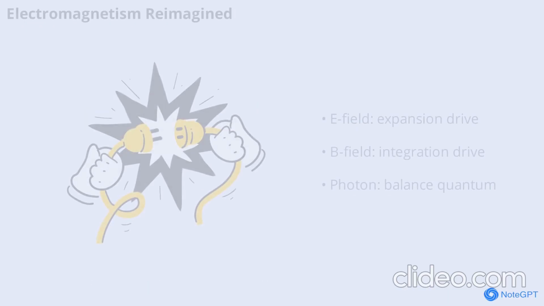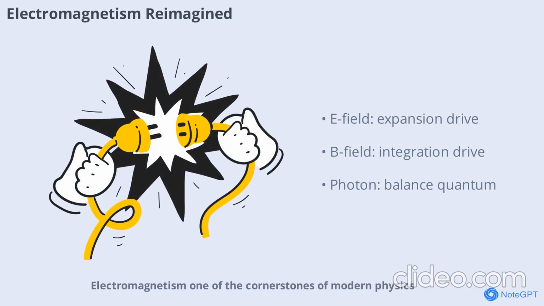Electromagnetism, one of the cornerstones of modern physics, is reinterpreted in equilibrium mechanics. The electric field becomes the expansive drive, while the magnetic field represents the integrative drive. Maxwell's equations are rewritten with CSE and CEC as sources, and the photon emerges as the quantum of equilibrium oscillation. This new perspective could lead to fresh insights into the nature of light, vacuum fluctuations, and the constants of nature.